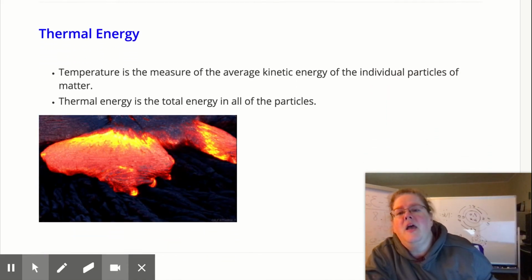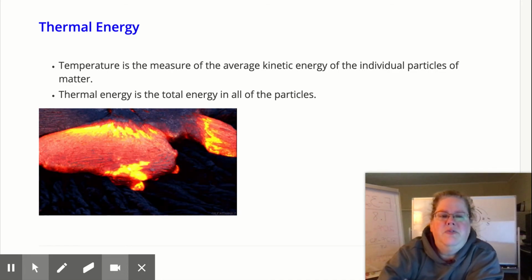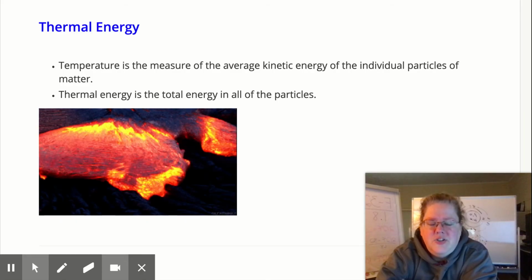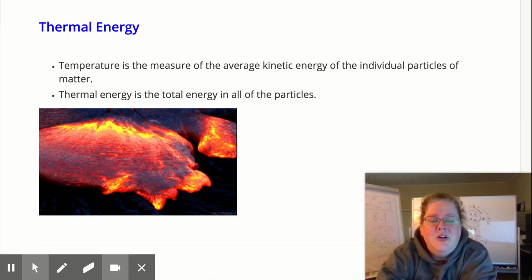But here we go. Thermal energy. Temperature is the measure of the average kinetic energy of individual particles of matter. Thermal energy then is the total energy in all the particles.